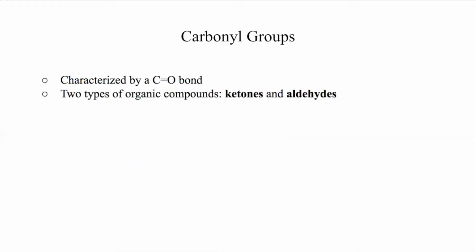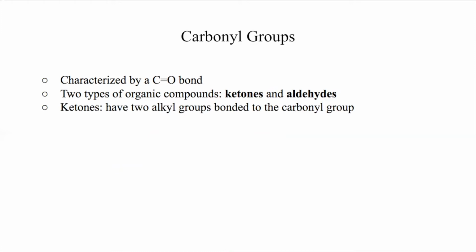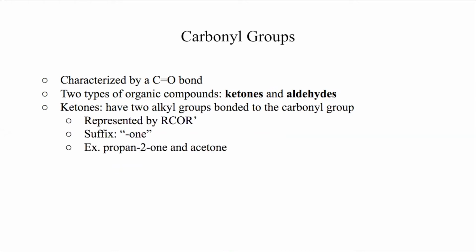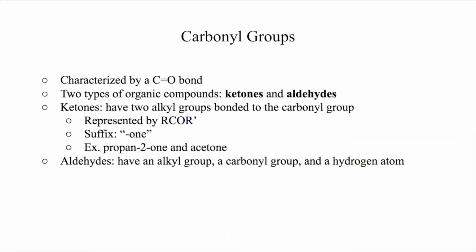Next, we have carbonyl groups, characterized by a C=O bond. A compound with a carbonyl group can be one of two types of organic molecules, a ketone or an aldehyde. Ketones are classified as molecules with two alkyl groups bonded to the carbonyl group, represented by the formula RCOR'. Ketones receive the suffix -one, for example, propan-2-one or acetone. Aldehydes, on the other hand, are classified as molecules with one alkyl group, a carbonyl group, and a hydrogen atom, and can be represented by RCOH.